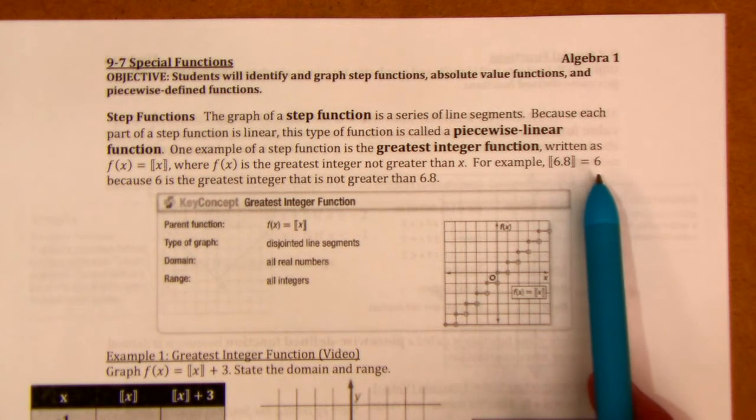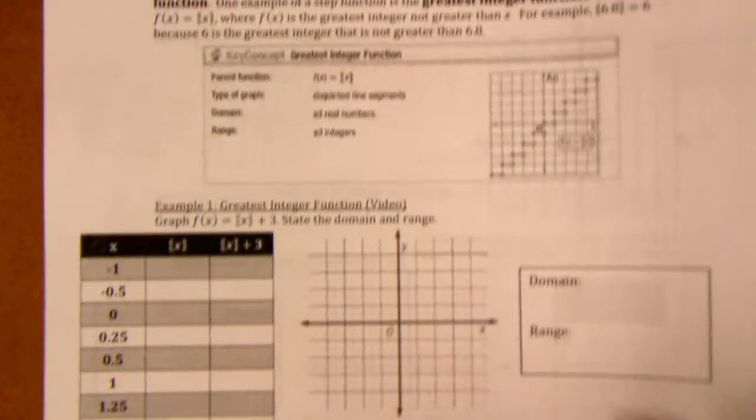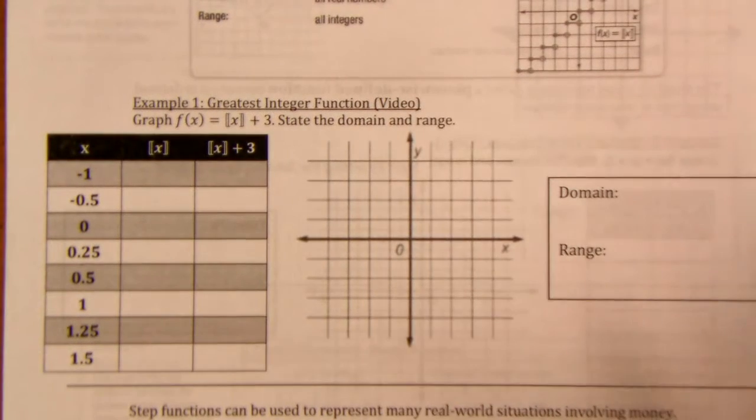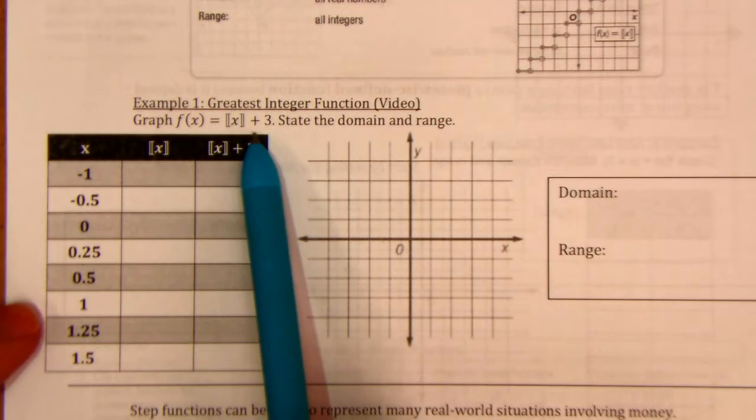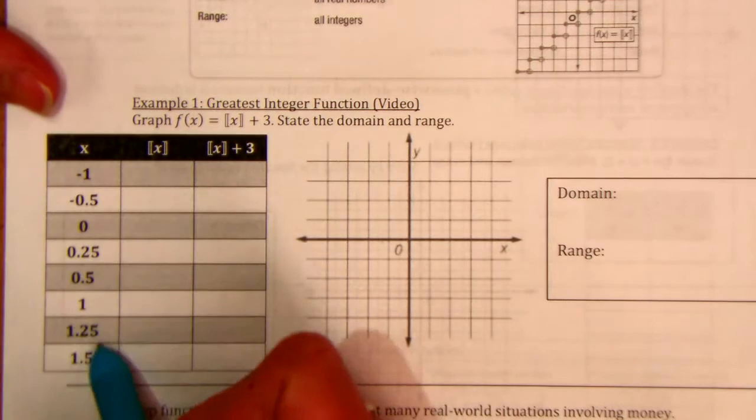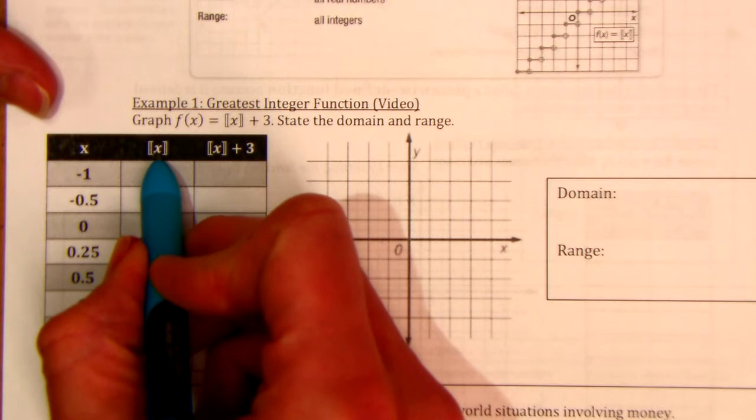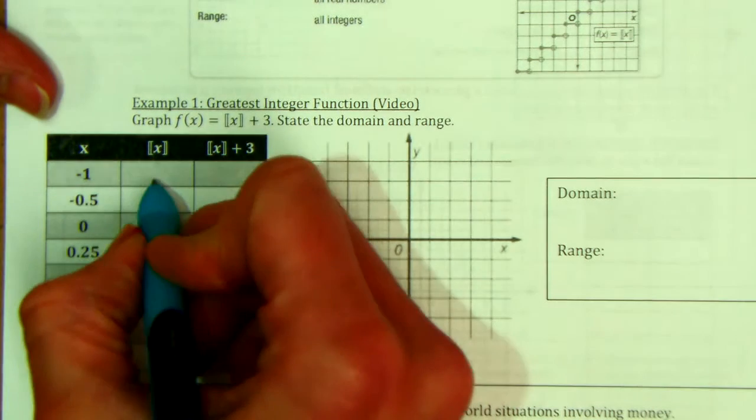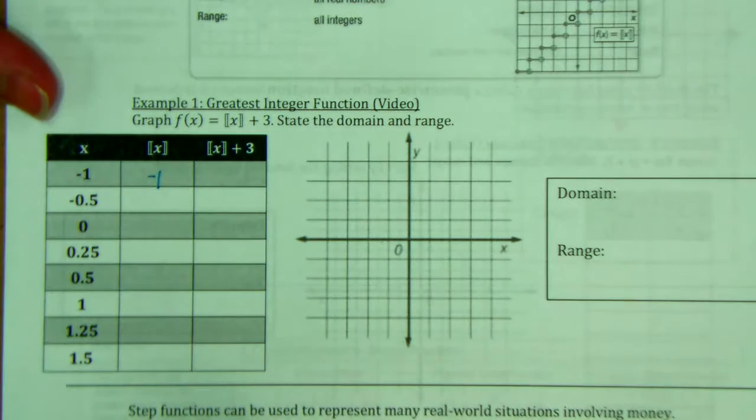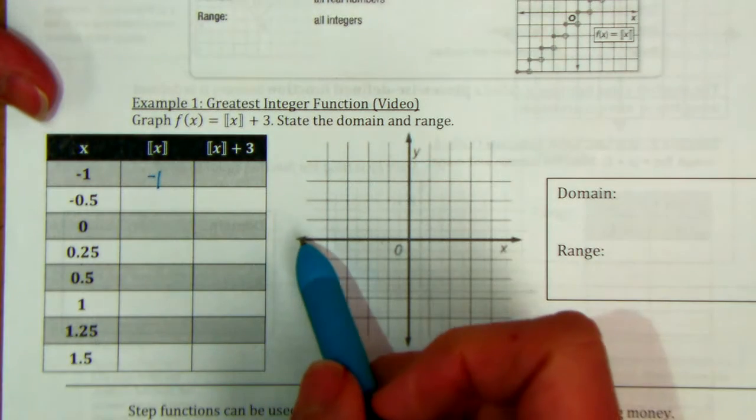Take a look at this function down here. In example 1, they have the greatest integer function, but then they add a 3 to it. So let's think about this. And you can put in whatever numbers you'd like. I've got some numbers in here we can put in there. So the greatest integer not greater than would simply be -1. Right? Now think number line, -0.5 isn't as big as 0 as we go left to right, so the greatest integer would be -1.